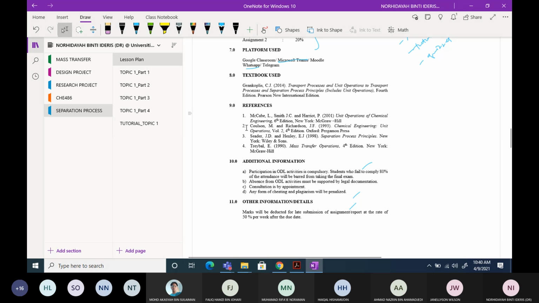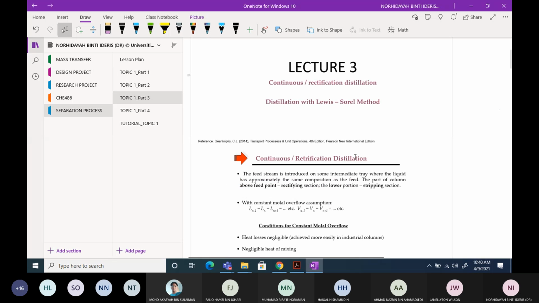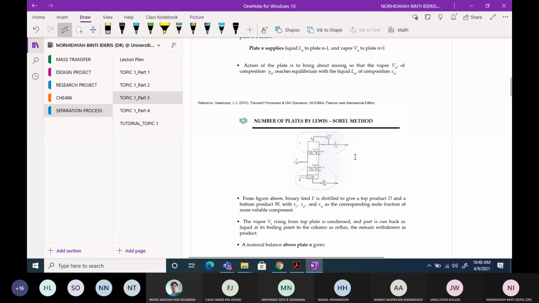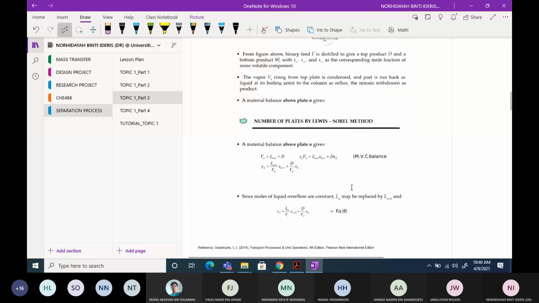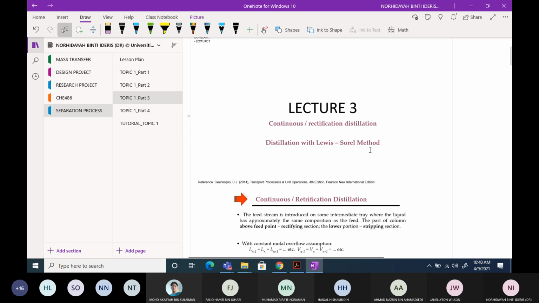However, we have alternatives, different books that you can refer to, Metcalfe, Treybal, and so on. I still haven't figured out which part of these books this Lewis-Sorel method comes from. So for today's class, we just rely on this note to understand the Lewis-Sorel method and the example given later. Next week, if I find the source of this note, then we can look at other examples for the Lewis-Sorel method.